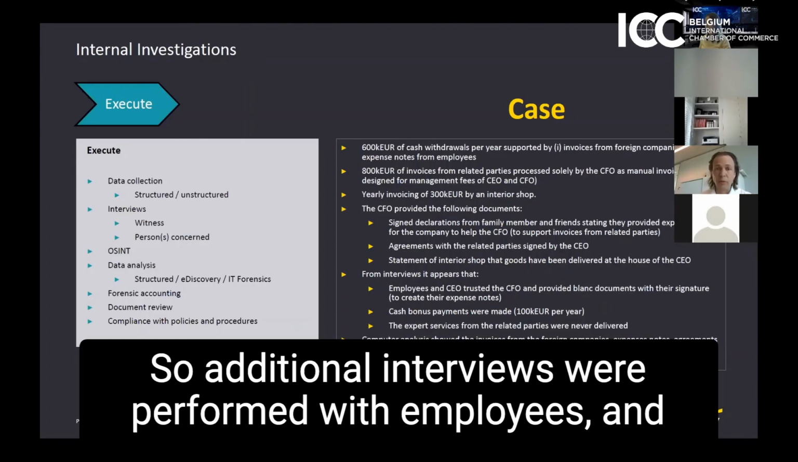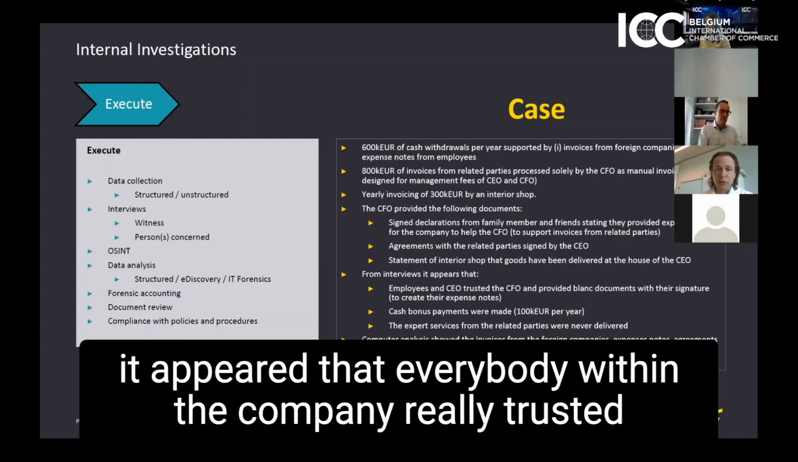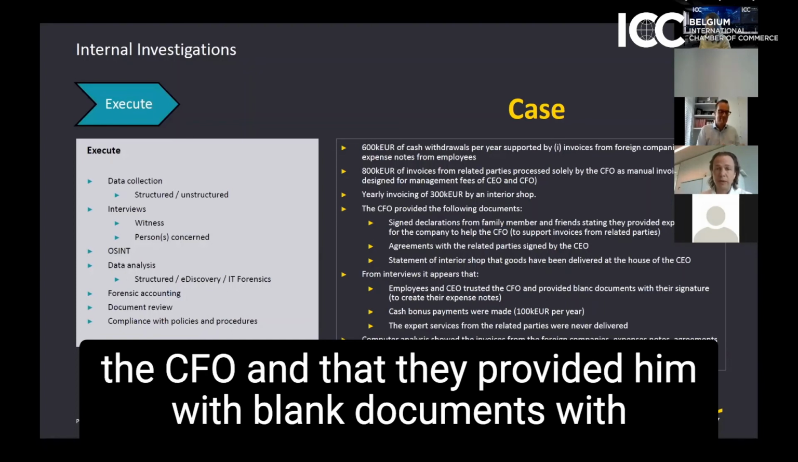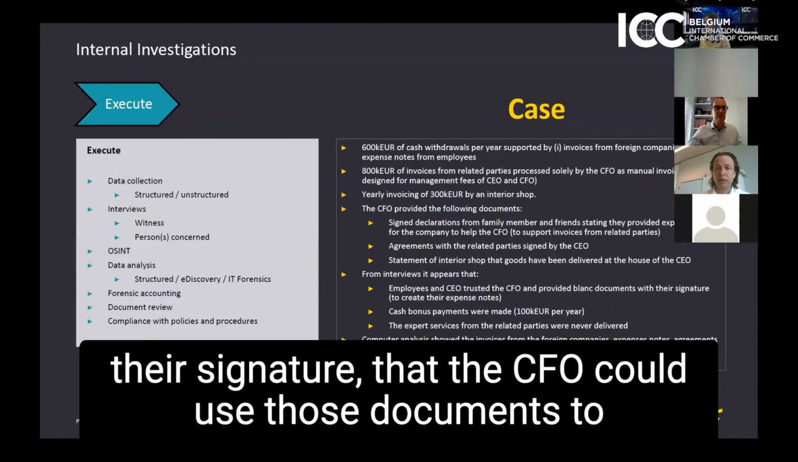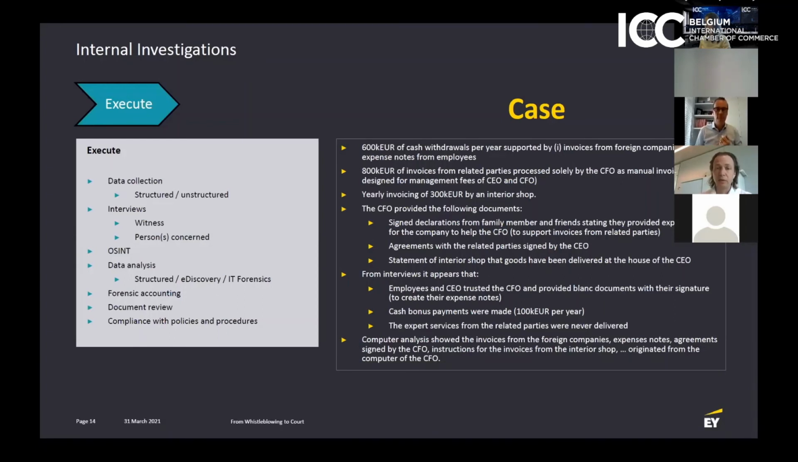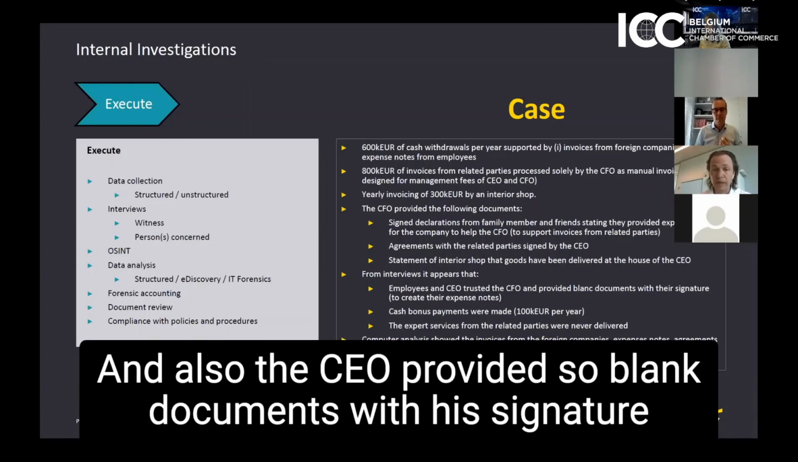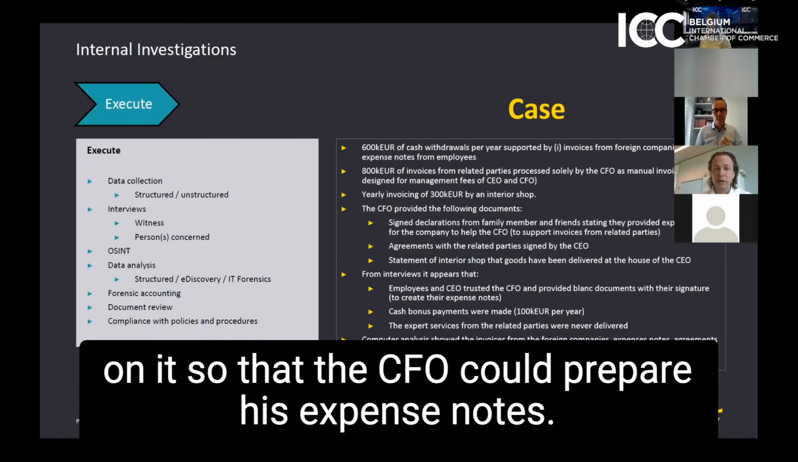So additional interviews were performed with employees, and it appeared that everybody within the company really trusted the CFO, and that they provided him with blank documents with their signature, and that the CFO could use those documents to prepare their expense notes. And also the CEO provided blank documents with his signature on it, so that the CFO could prepare his expense notes.